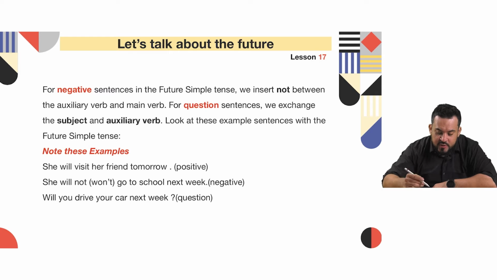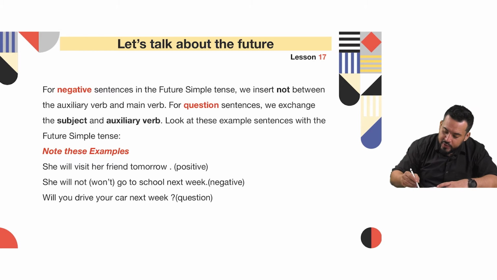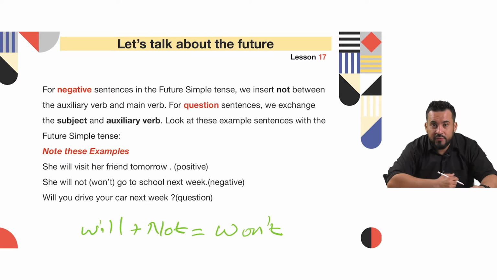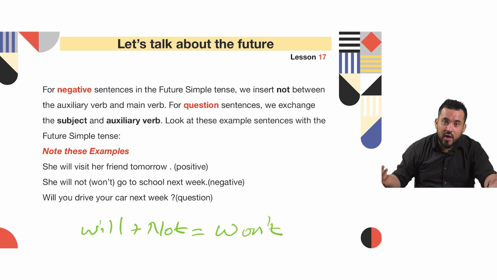Now, for negatives, we just add not. We insert not between the auxiliary and the main verb. For example, I will travel, I will not travel. He will come, he will not come. And that's it. Also, if we have will and not, we can say will plus not equals won't. Okay? Won't. It means will not. It's just shorter. I won't come. I won't do it. It means I will not do it.